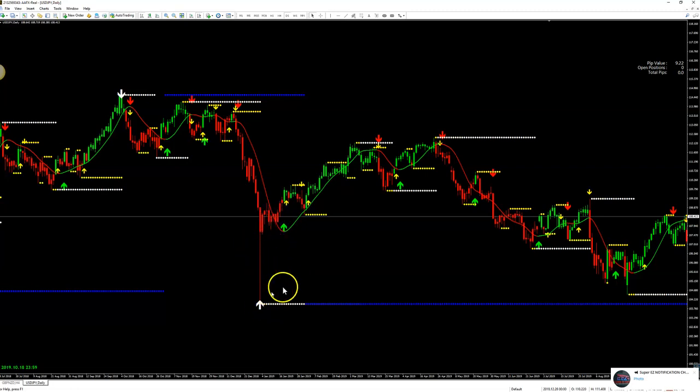Triple arrow came in again, and triple arrow works every time frame. But the larger you go, it will take forever to form. Got it. So for this example, though, we saw the triple arrows on 4 hours.